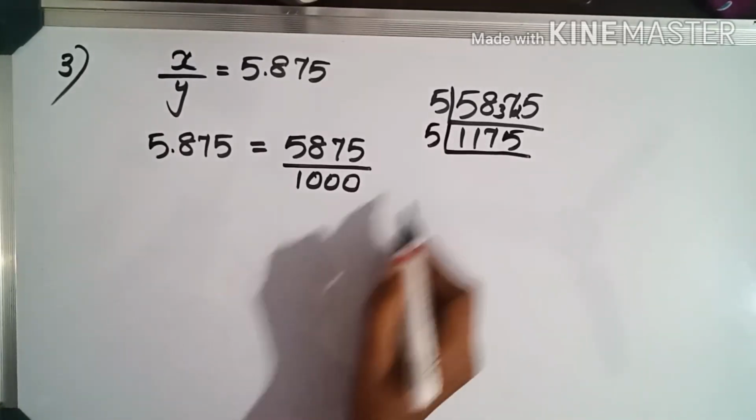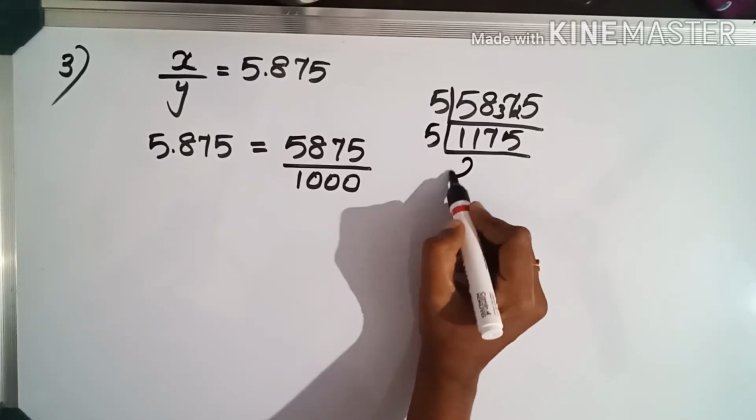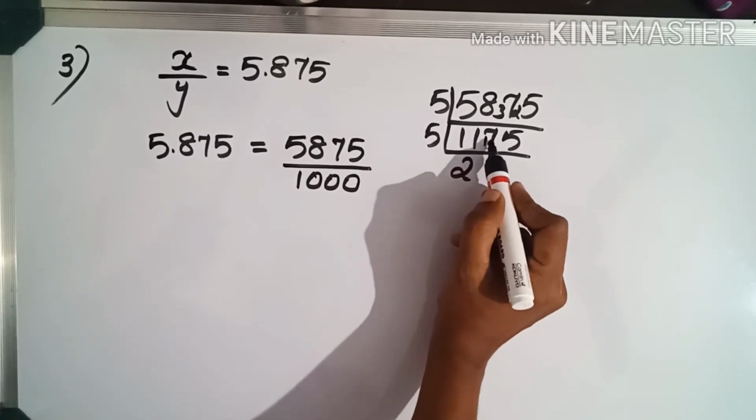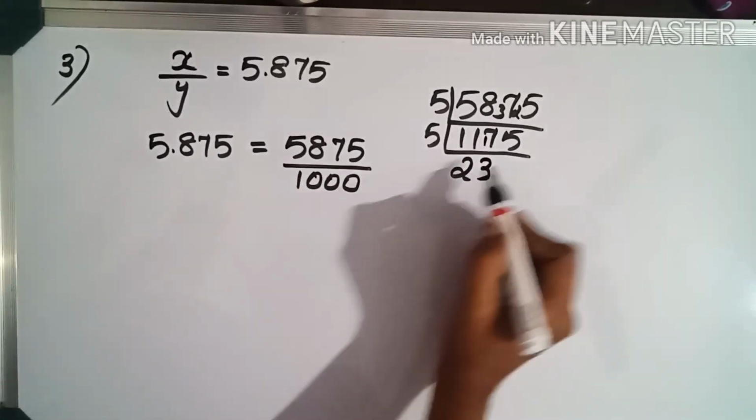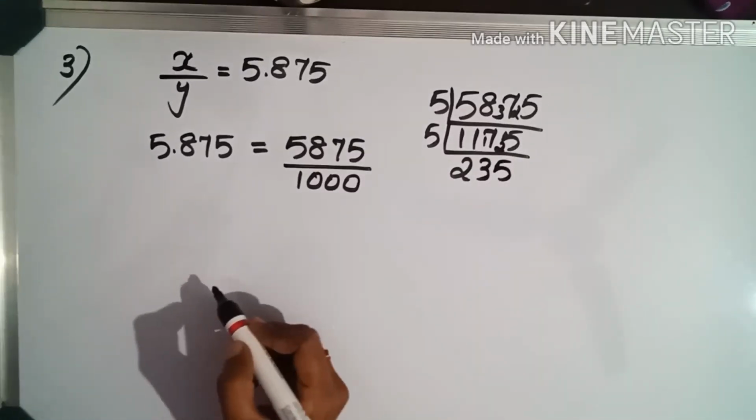Same with 5. In 1, no 5. So consider 11. In 11, 2 5s are there. 5 2s are 10. Balance 1. It is 17. In 17, 3 5s are there. Balance 2. So in 25, 5 5s are there.